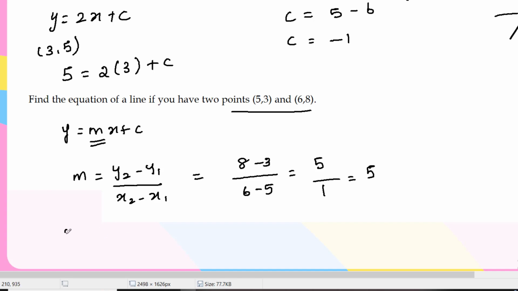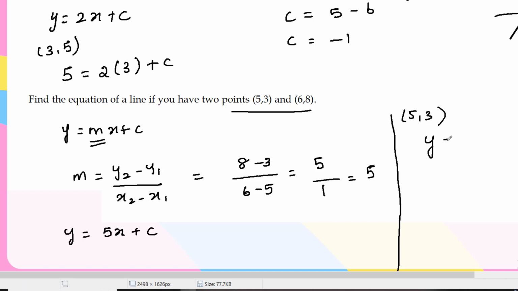So what is the general equation? Y equal to mx plus c. 5x plus c. Now we have to find the value of c. We can take any one point and substitute and find the value of c. So I'll take 5, 3. Okay.